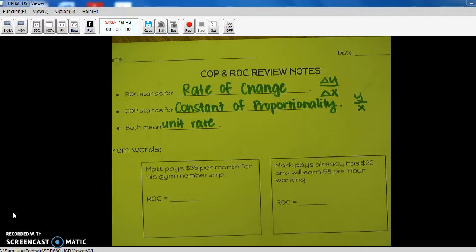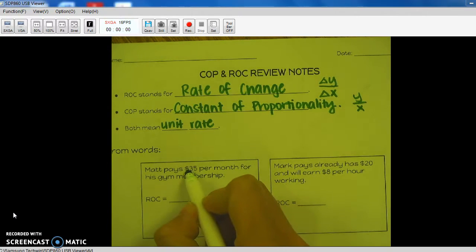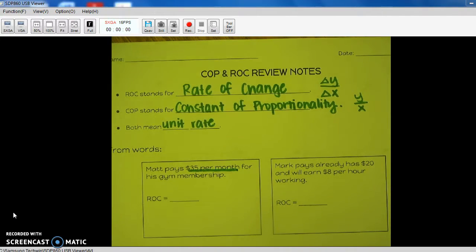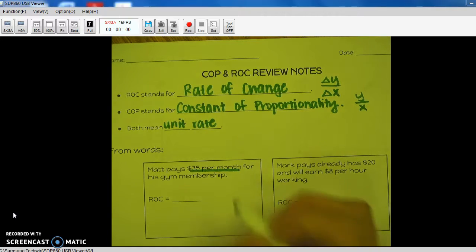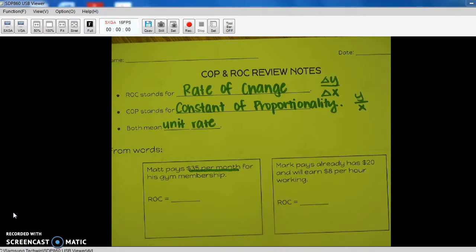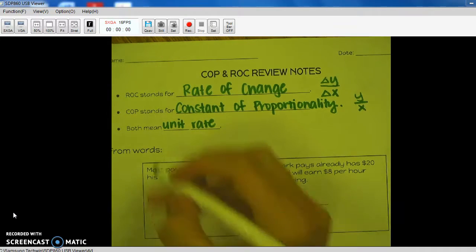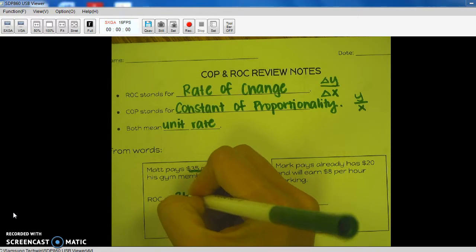So let's look at some examples from words first. Our first example says Matt pays $35 per month for his gym membership. So we're looking for a unit rate. I see one right here. It tells me he pays $35 per month. That's already $35 for 1 month. So I know 35 is my unit rate or my rate of change. So the rate of change here is 35.